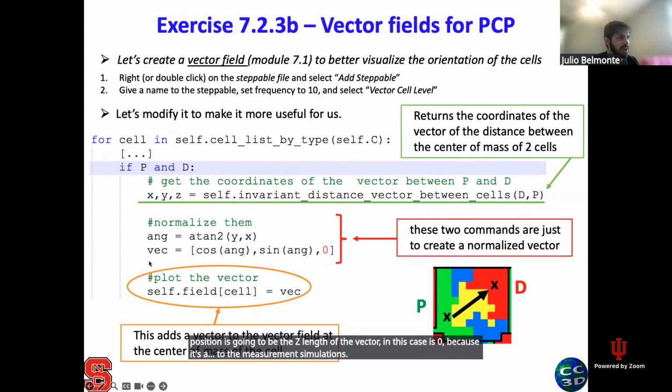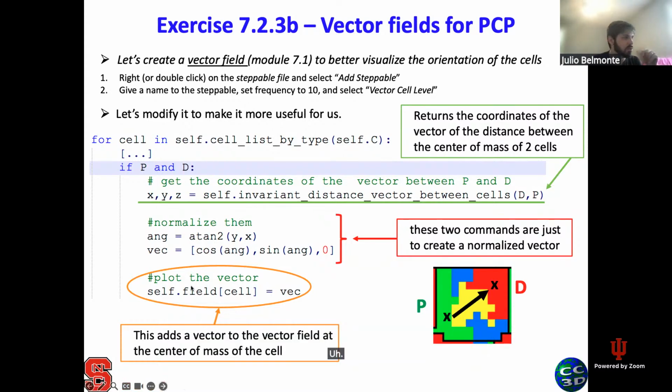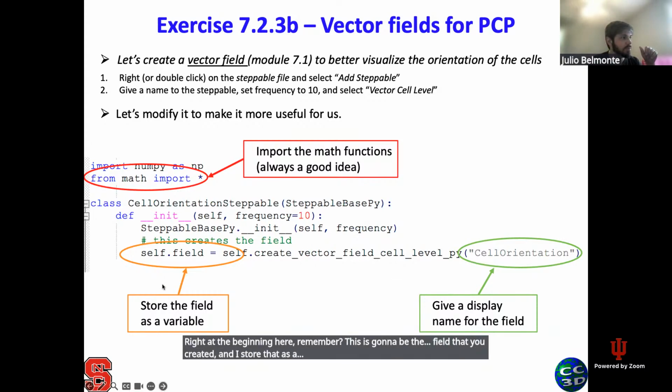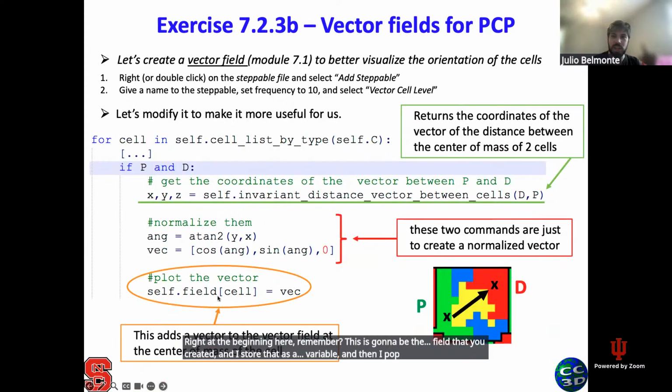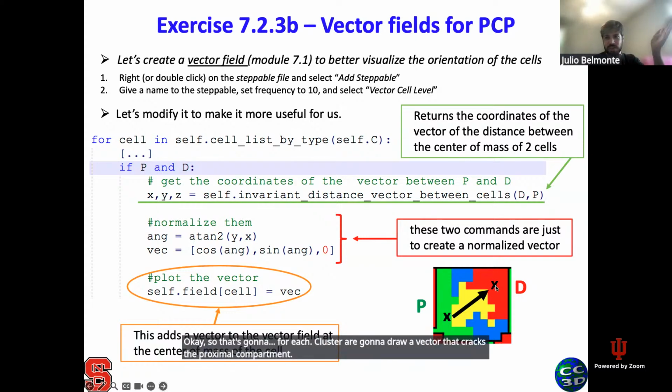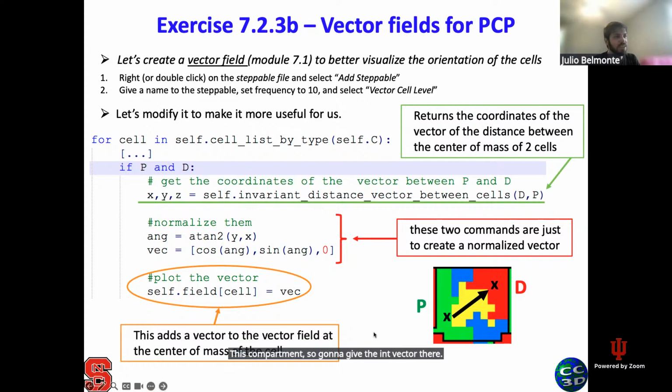So now that I have this vector, I populate my vector field with it. I have this vector field, the cell field that I stored right at the beginning here. Remember, this is the field that we created, and I store that as a variable. Then I populate this variable, giving as an entry the cell I'm referring to and the vector that belongs to that cell. So for each cluster, I draw a vector that connects the proximal compartment and this compartment, and I give the unit vector there.